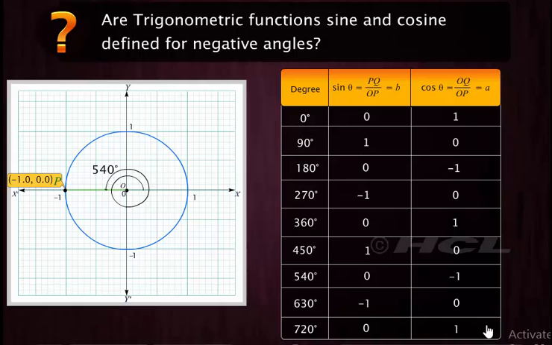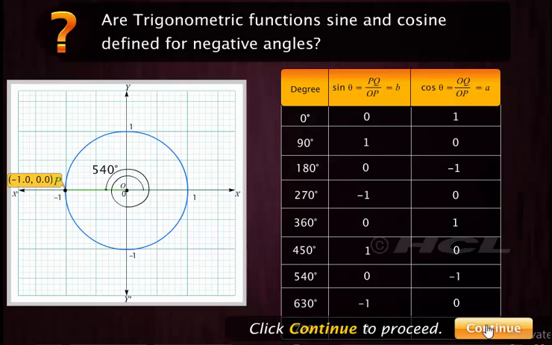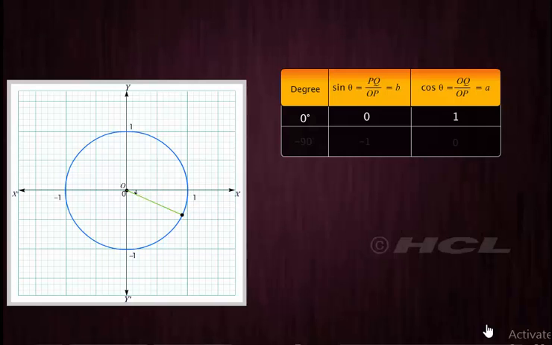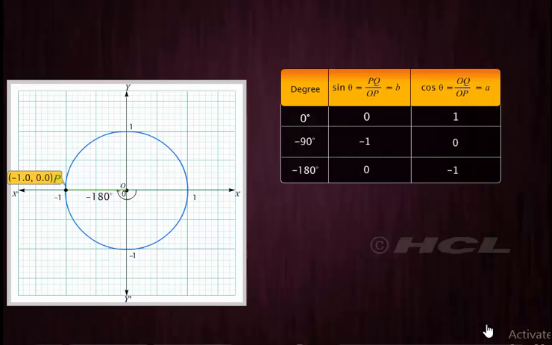Are the trigonometric functions sine and cosine defined for negative angles? Yes, they are defined for negative angles too. Recall that an angle measured in a clockwise direction is called a negative angle. For the angle -90 degrees, the value of sine theta becomes -1 and the value of cosine theta becomes 0. For the angle -180 degrees, the value of sine theta becomes 0 and the value of cos theta becomes -1.